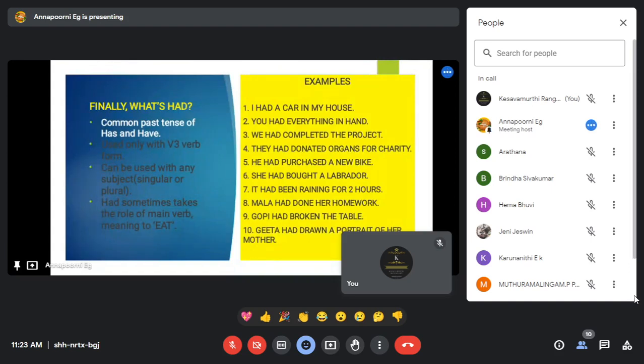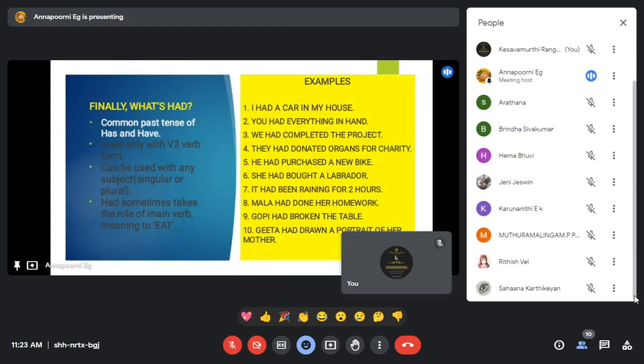So again, you can see they had donated organs for charity. So they had donated. அவங்க donate பண்ணியிருக்காங்க or donate பண்ணினாங்க. So that is a sentence in past tense, right? So it's given as they had donated. Next is he had purchased a new bike. அவன் ஒரு புது பைக் purchase பண்ணியிருக்கான். That is what is meant here. He had purchased. She had bought a Labrador. It means that she had purchased a Labrador dog.